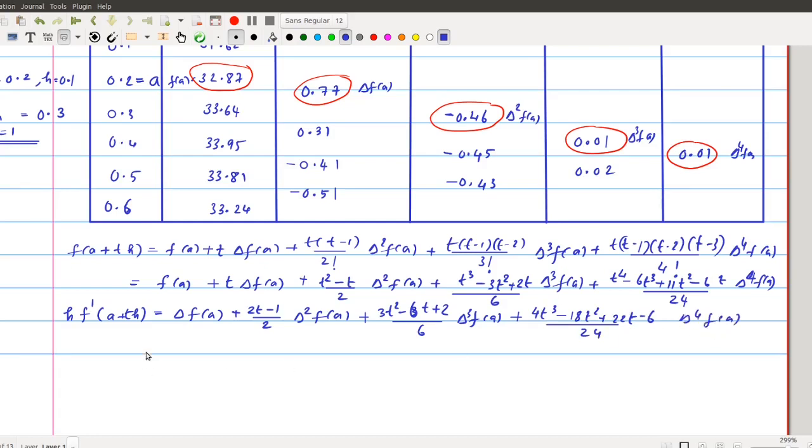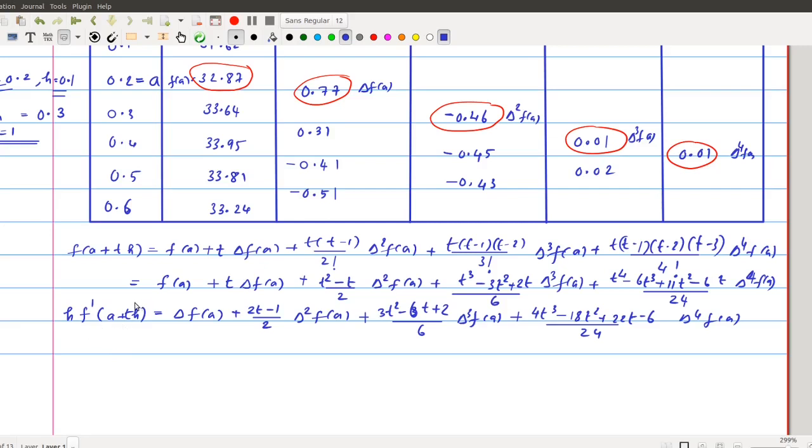Okay, by putting a plus th is equal to 0.3, with a is equal to 0.2 and h is equal to 0.1, t is equal to 1, you can get this expression. So this will give the derivative. Since h is equal to 0.1, you can easily get a number here, and by dividing that by h, you get that f dash, the velocity.